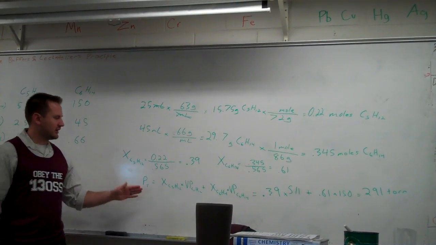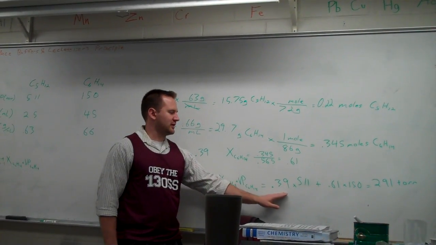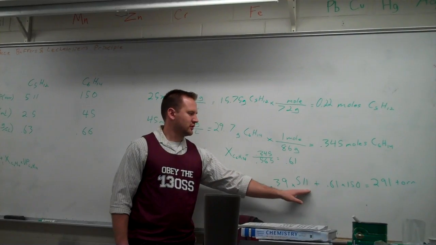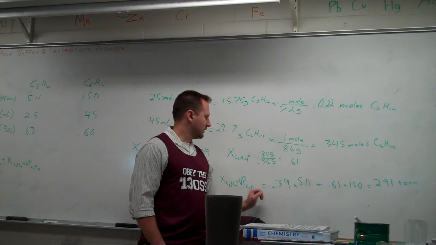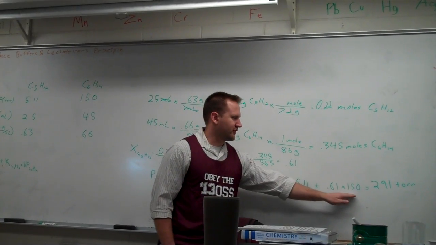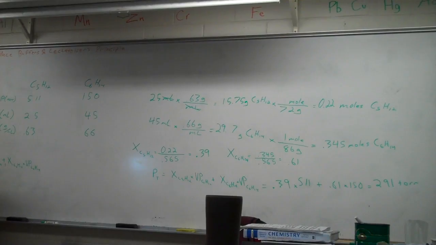Anyway, then you plug in the values. So your mole fraction of pentane times the vapor pressure is 0.39 times 511, plus the mole fraction of your hexane times its vapor pressure, which is 150. When you add up those values, you get 291 torr.